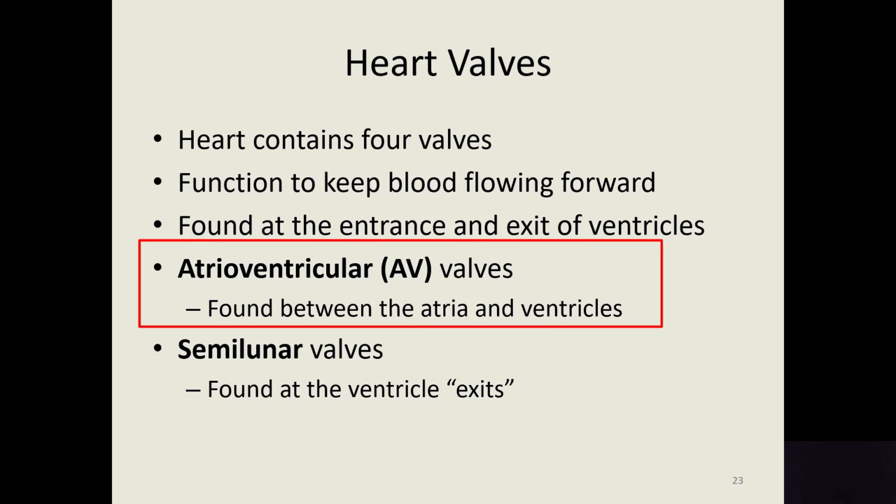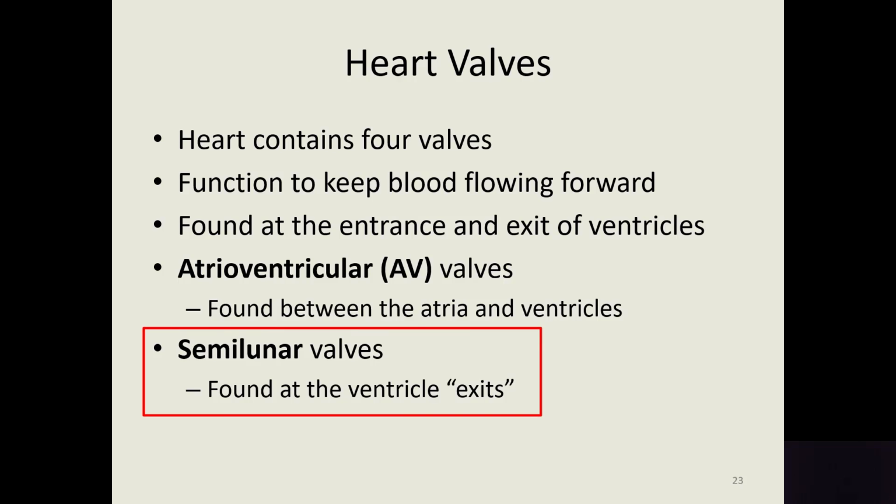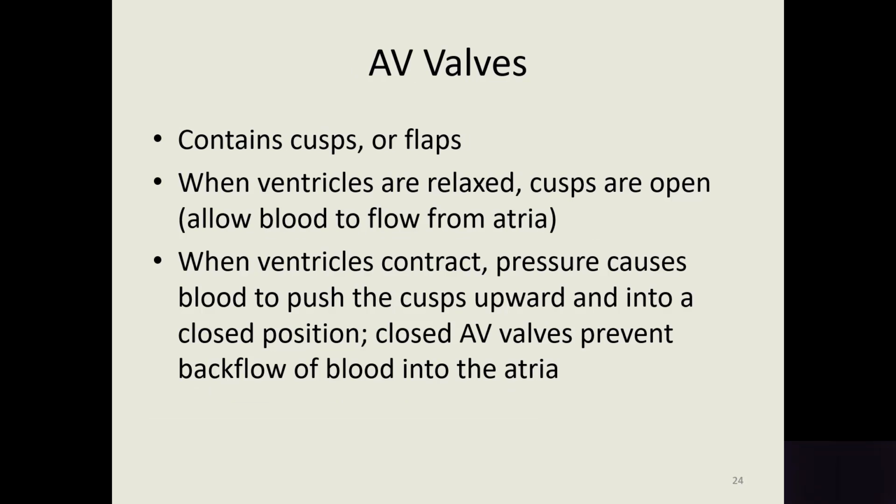We have atrioventricular valves that we call AV valves, and those are found between the atria and the ventricles. We also have semilunar valves, which are found at the exits of the ventricles. The AV valves contain cusps or flaps. When the ventricles are relaxed, the cusps are open, and that allows the blood to flow from the atria down into the ventricles. When the ventricles contract, the pressure causes the blood to push those cusps upward into a closed position. And a closed AV valve prevents the backflow of blood into the atria.